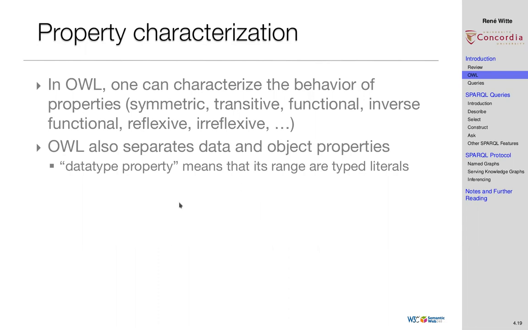You can also say if a property refers to data or literals. So you can have object properties, and then the object must be a URI. And you can have data type properties, meaning that the range, the object, is a literal.